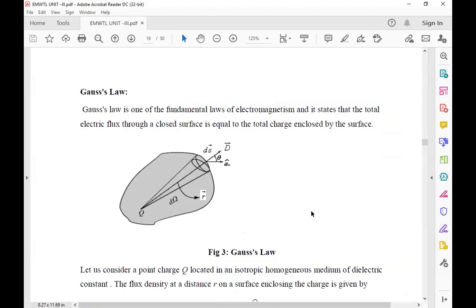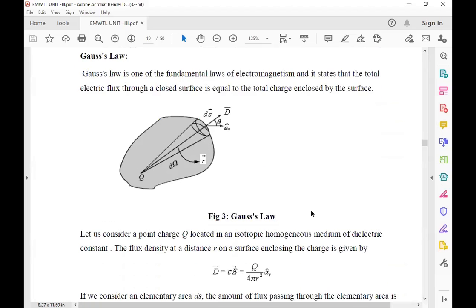Next, the Gauss law. Gauss law is one of the fundamental laws of electromagnetism, and it states that the total electric flux through a closed surface, let us assume a closed surface with one charge inside, is equal to the total charge enclosed by the surface.